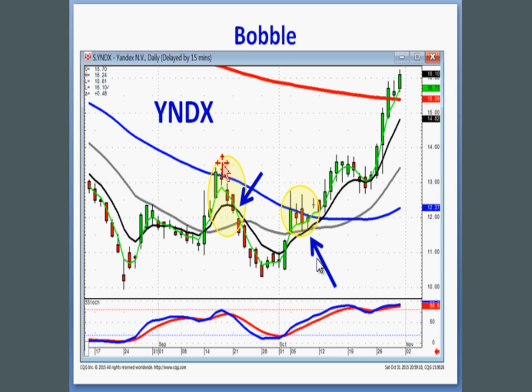So what we don't want to see is expecting a bobble, we want to get out right away because it may not support here. It may come all the way down here. Now we come back up again. Then we'll notice what happened this time. They couldn't get back down through the T-line. That told us we stay in the trade, or if we came out here, we definitely get back in when it comes up through that level.